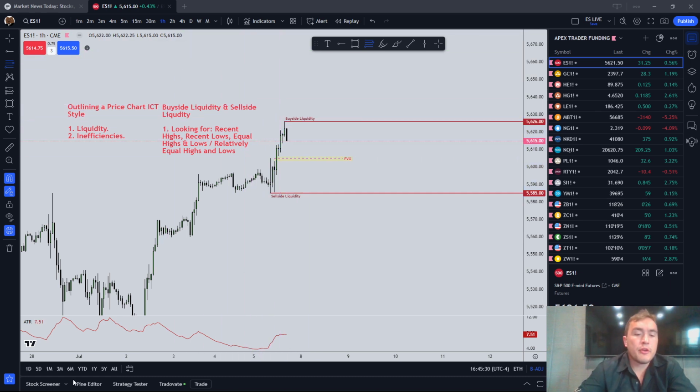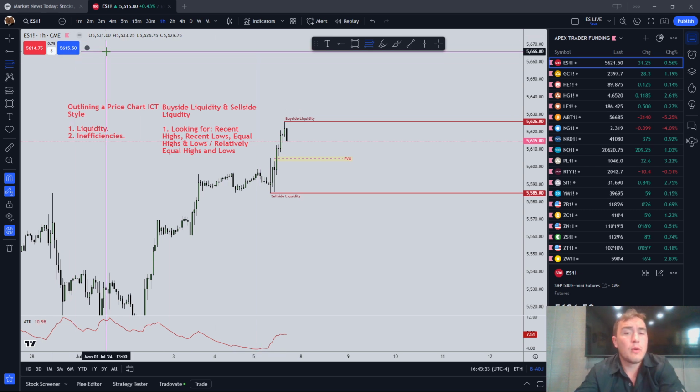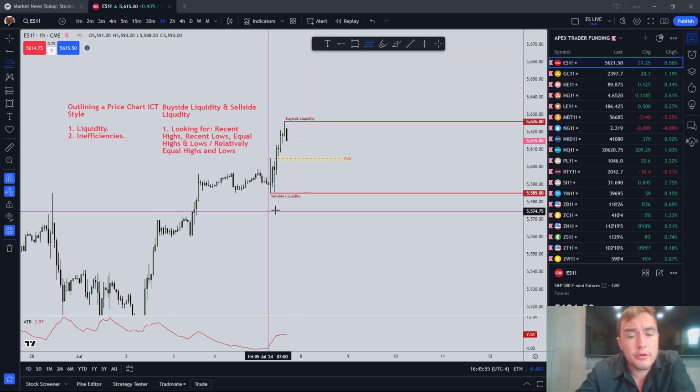So whenever you're outlining a chart using ICT style methods, the first item that you're going to do is you're going to outline where the buy side liquidity is. Second item is you're going to outline where the sell side liquidity is. Third item is you're going to outline where are the fair value gaps. Now, there are other inefficiencies other than fair value gaps that I want to get into if you want to continue to draw on your chart.